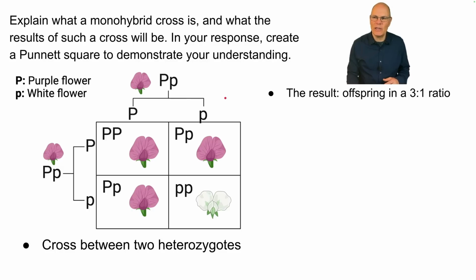So how do you do these Punnett squares? Well, you start by identifying the genotype of the parents. In the problem, it's given to you. It's a monohybrid cross, big P, little p, crossed with big P, little p.